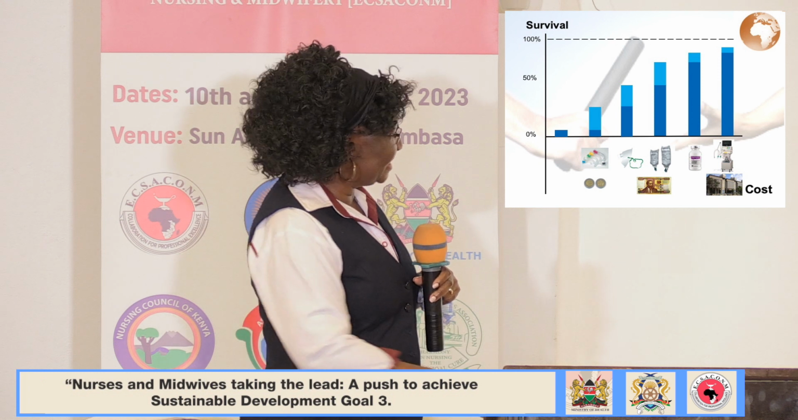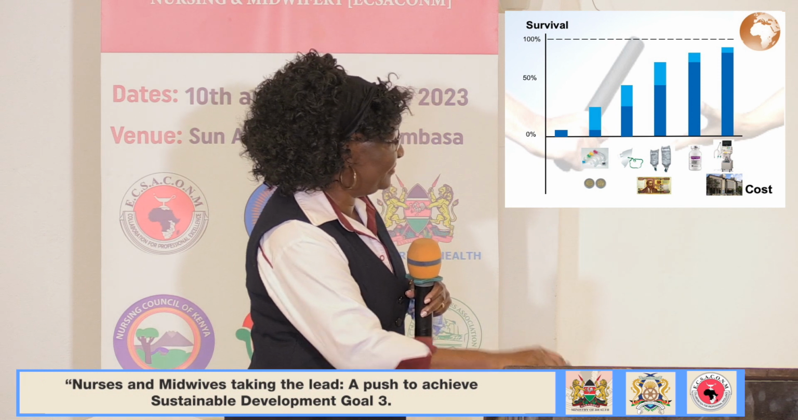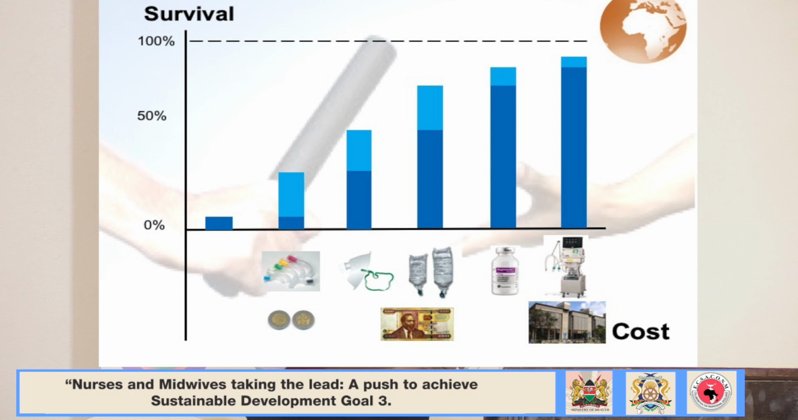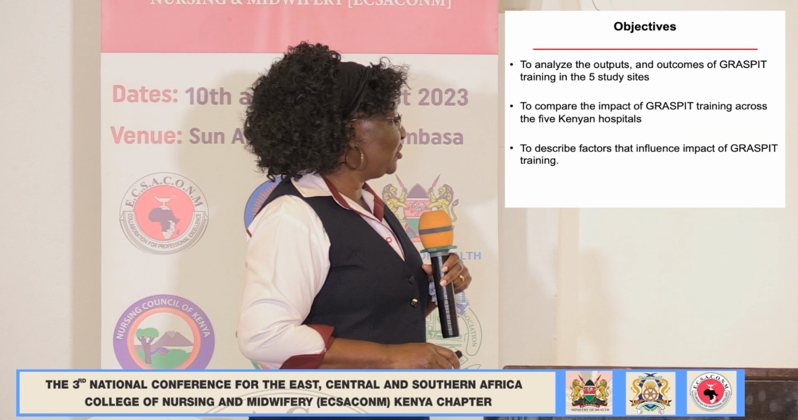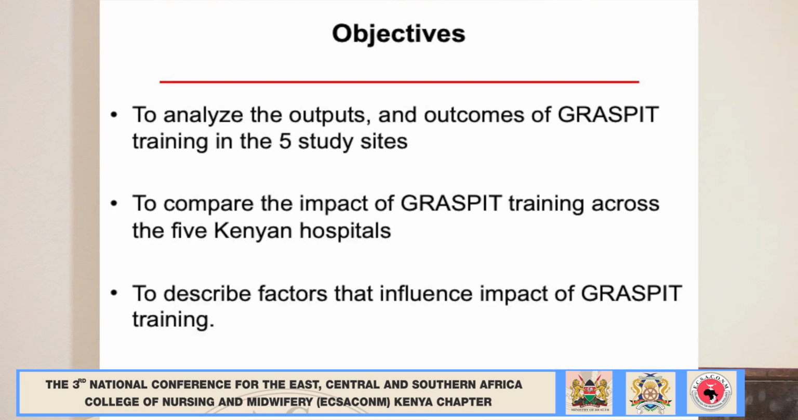And you can see the percentage cost down here of every item that you do. So the objectives were to analyze the outputs, to also compare the impact of GRASPIT in 5 of the hospitals that had been trained, and also to describe the factors that were influencing the success of GRASPIT principles. And I will not labor on the literature.